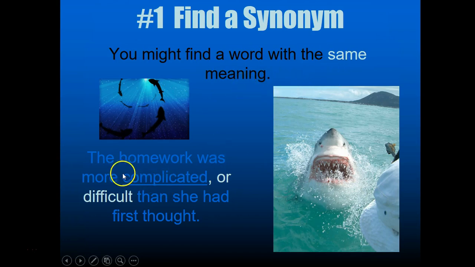An example would be, the homework was more complicated or difficult than she first thought. The word we're trying to figure out what it means would be complicated. But I see later in the sentence there's another word that means the same thing. That would be a synonym. So I know that if complicated means about the same as difficult, I can just assume that the homework was harder, I should say, than first thought.